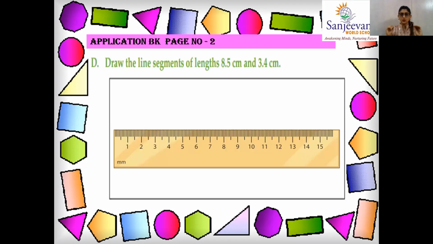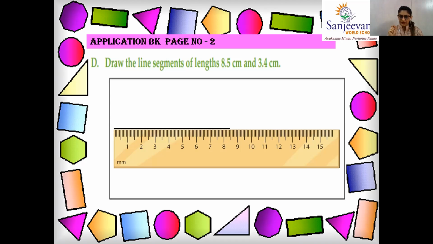Hold your ruler, keep your ruler straight on the paper like this. Pencil in your hand and start from 0. Exactly start from 0 and then take the line till 8.5 centimeter. 0.5 means half and 0.5 is always between the two numbers. So between 8 and 9, in the center there is one more line which is little long, that is 0.5 over there.